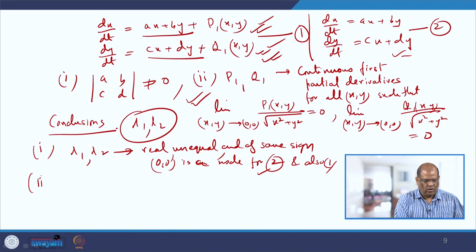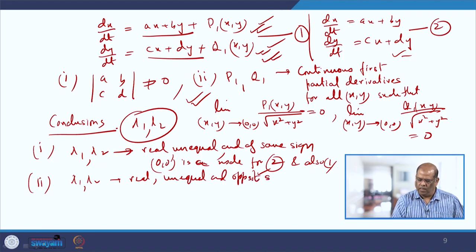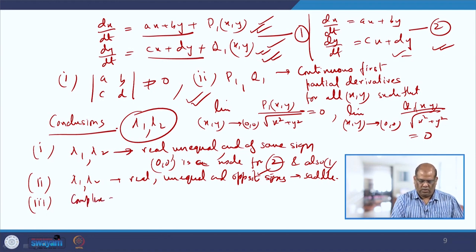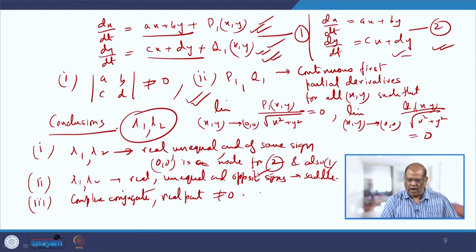The same thing is true if they are real, unequal, and of opposite signs. In that case you get a saddle. If your 2 shows that it is a saddle, it is also a saddle for your system 1. Similarly, the third one: if it is complex conjugate with non-zero real part, complex conjugate, real part not equal to 0, then you get a spiral or focus.